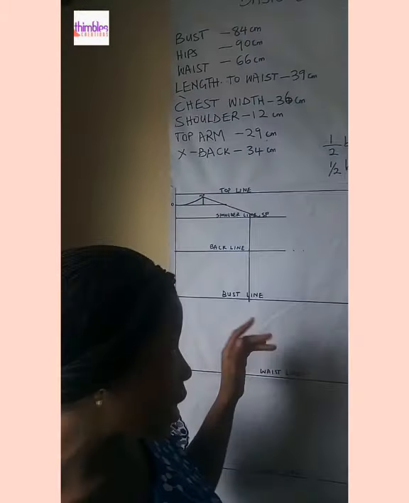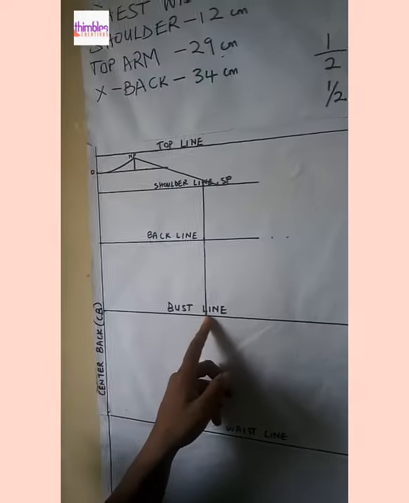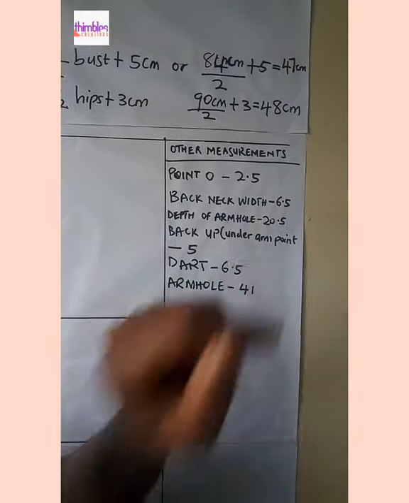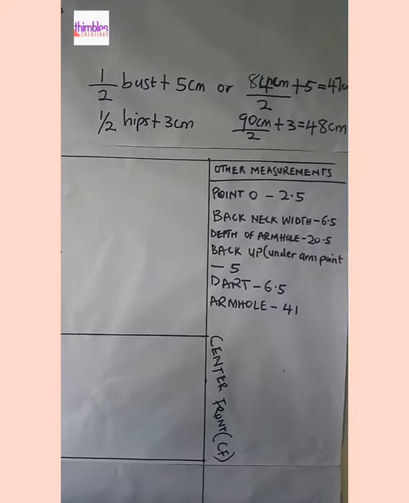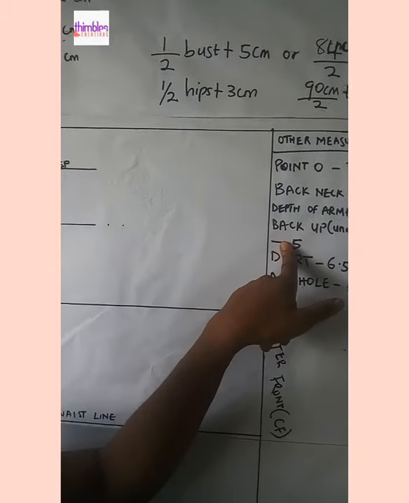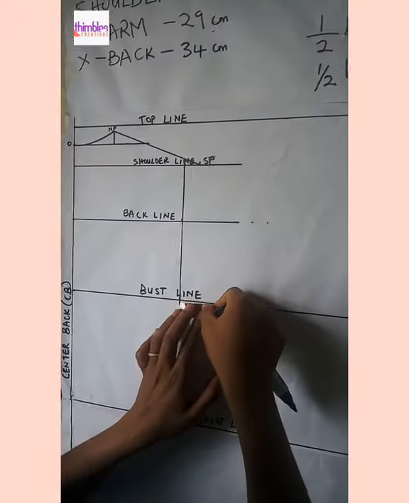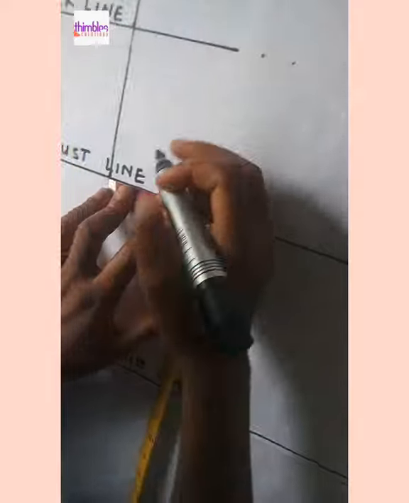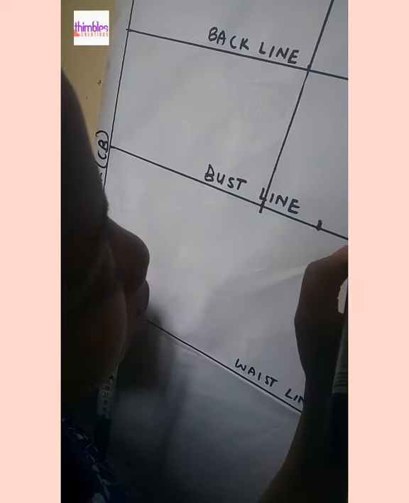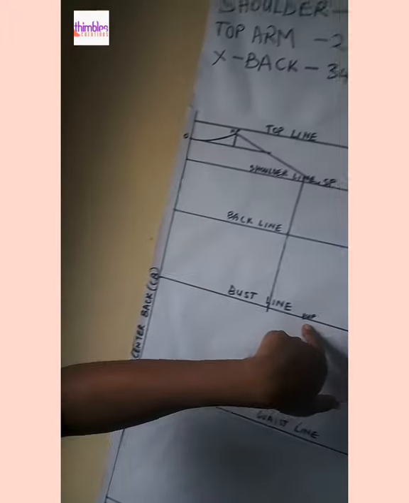The next thing is on the bust line. This is our bust line, remember? From this vertical line, from this point, take your back underarm point. That's your back UP from here. And our back UP is what? 5. The value is 5. Remember, we're working with centimeters. So from here, this is 5, and you label it UP. This is the back underarm point.